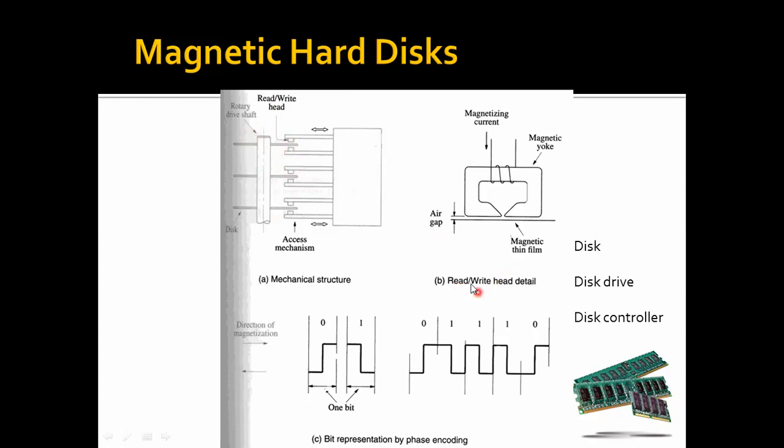This is the read write head. The internal structure is this magnetic thin film, with a magnetic yoke and magnetizing current. This will be rotated like this. So this is the internal structure.